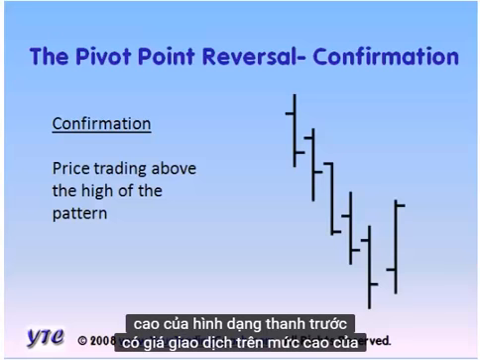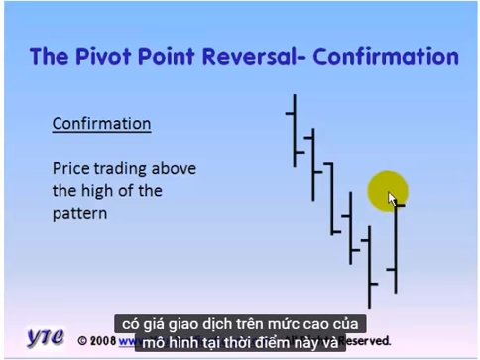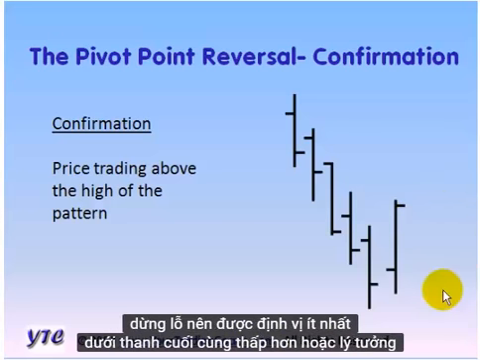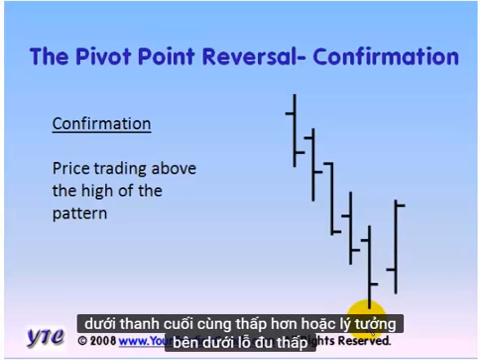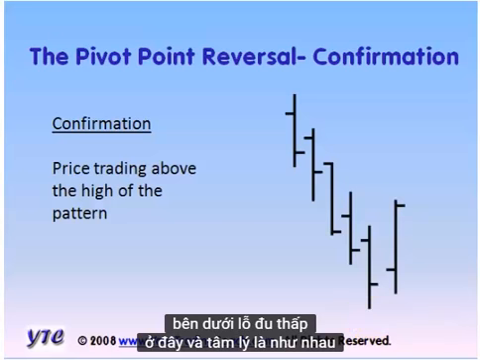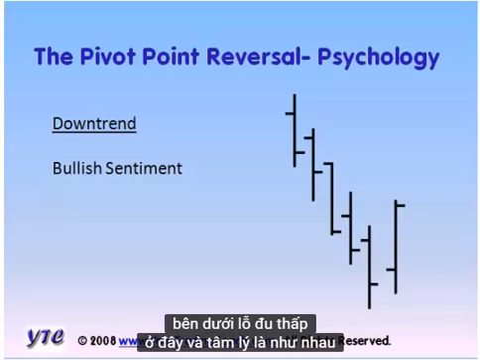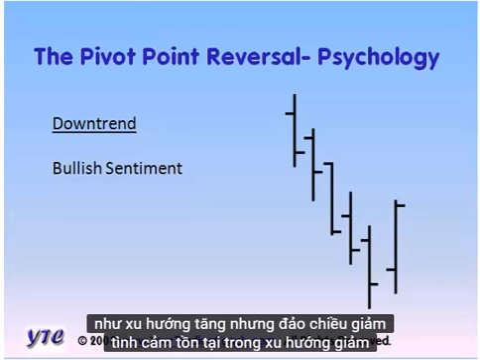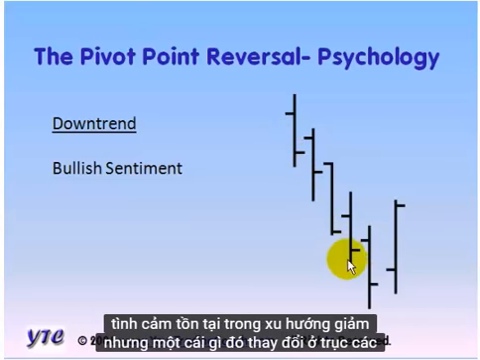Confirmation is price trading above the high of the pattern at this point here, and the stop loss should be positioned at least below the last bar, or ideally below the whole swing low at this point here. And the psychology is just the same as the uptrend but reversed. Bearish sentiment exists during the downtrend, but something changes at the pivot.